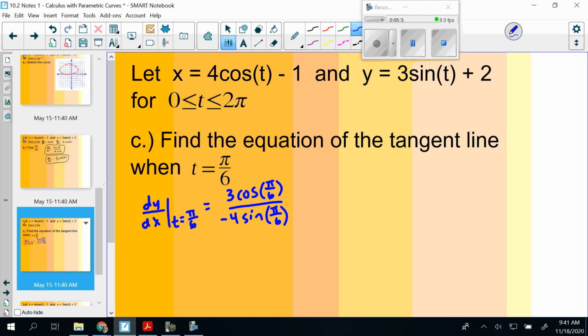Pi over 6. If you can't remember what that is an angle of, remember you can convert back by multiplying by 180 over pi into degrees. So 180 divided by 6 is 30 degrees. So we're dealing with a 30-degree angle here. So if we have a 30-degree angle, that's 30 degrees or pi over 6.